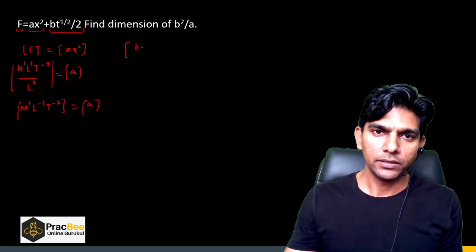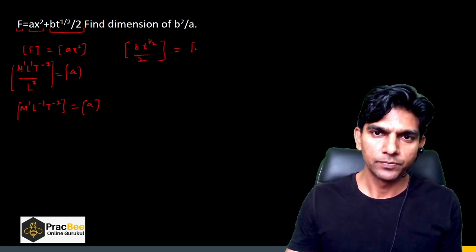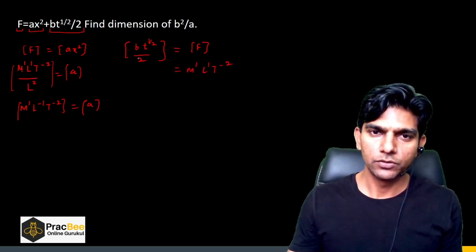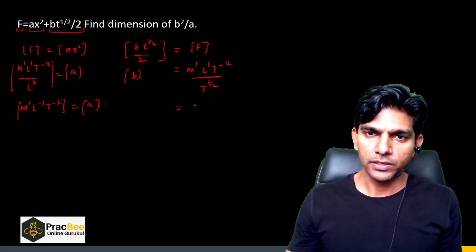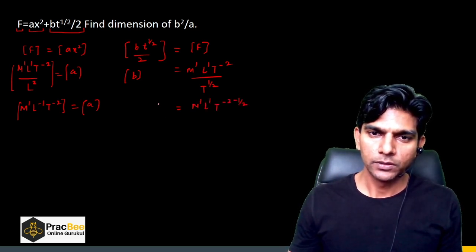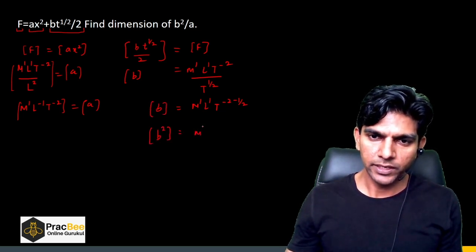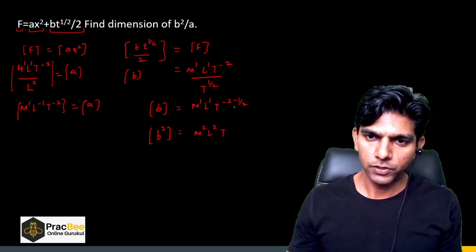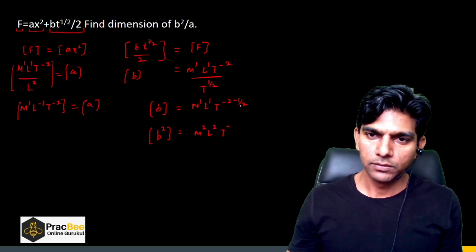Similarly, b t raised to power 1 by 2 divided by 2 has the dimension of force again, so m raised to power 1, l raised to power 1, t raised to power minus 2. Here 2 is dimensionless. So the dimension of b will be this divided by t raised to power 1 by 2, where t is the time. Now from here, m raised to power 1, l raised to power 1, t raised to power minus 2 minus 1 by 2 is the dimension of b. If I take the square of b, we will get m square, l square, t raised to power minus 5, right?